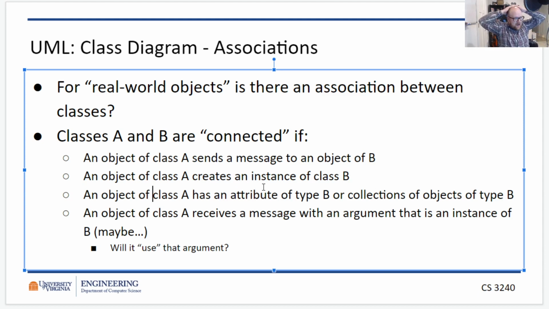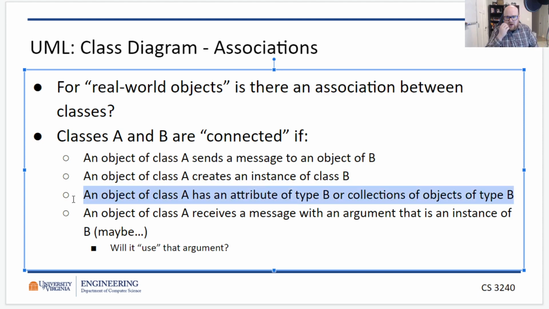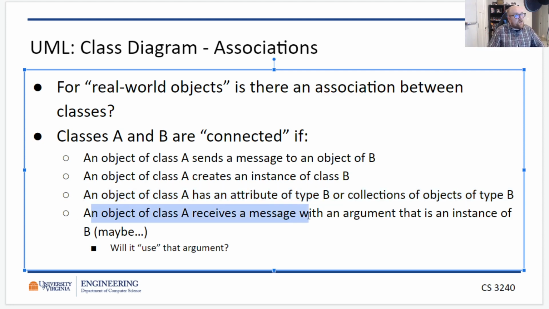If there's an object of class A that has an attribute type B or collection type B's, this is getting into aggregation here, but that is also a connection. Or an object of class A receives a message, that is, a function is called that passes in some instance B, but that's only an association if A explicitly uses B. If A doesn't use B and it's kind of just a pass-through, that's not really an association.